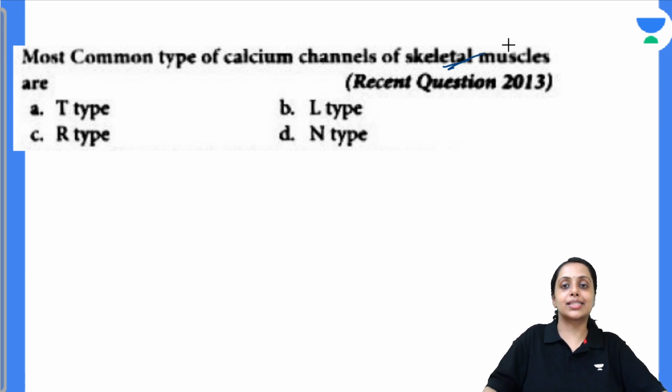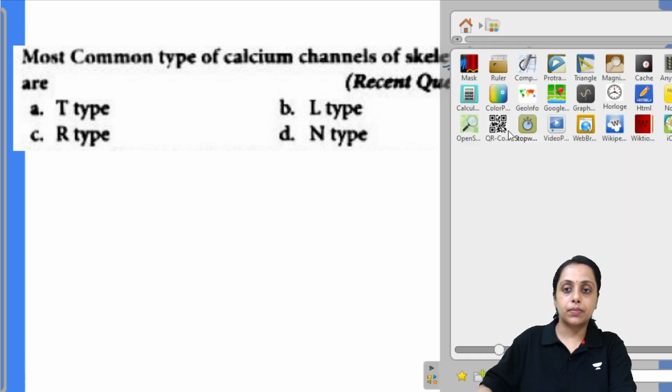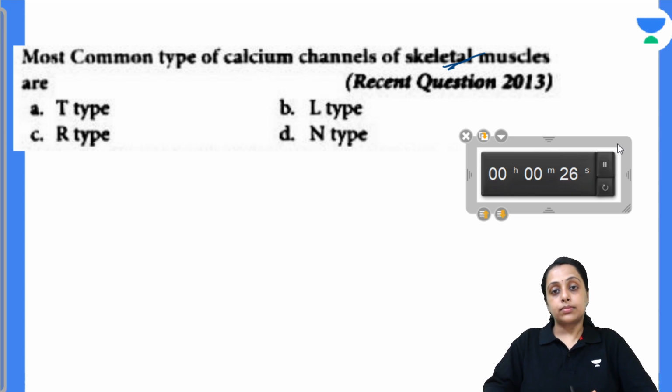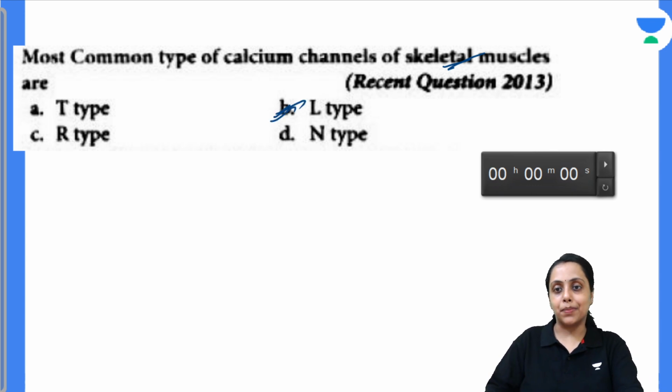The most common type of calcium channel in the skeletal muscle is: T-type, L-type, R-type, or N-type. Do answer this question fast, everybody. The most common type of calcium channel in skeletal muscle is the L-type calcium channel. Do remember this one. Is this clear with everyone? This is important. Do remember this point.